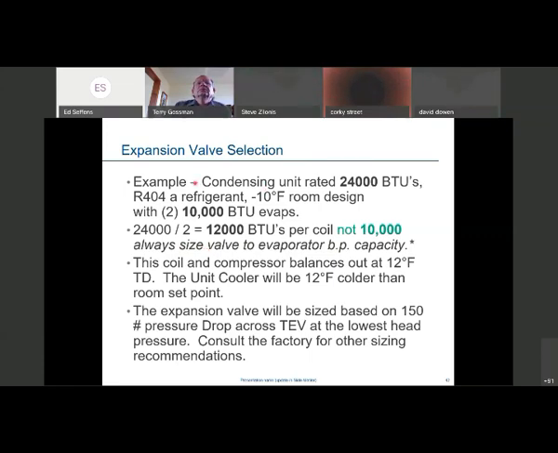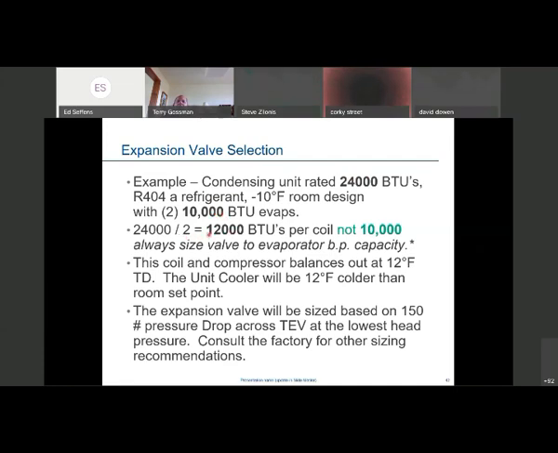So here we have a system that has one condensing unit rated at 24,000 BTUs or 2 tons. R404A is the refrigerant, and we have two 10,000 BTU evaporators on the system. So we have one condensing unit that's feeding two 10,000 BTU evaporators. And if we take a look at this, we're going to be oversized, right? Not necessarily greatly oversized, but our condensing unit can definitely serve the purpose for the two evaporators.